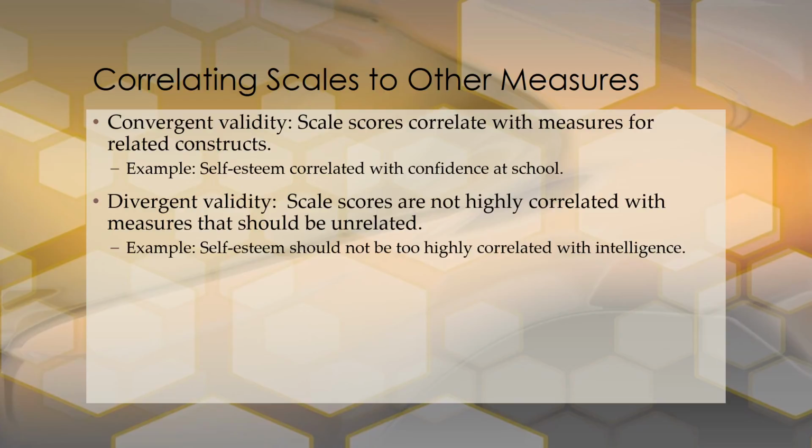Then you can have divergent validity, and that means that scale scores are not highly correlated with measures that should be unrelated. So for example, self-esteem should not be too highly correlated with intelligence. Now, yes, intelligence might affect your self-esteem. So if you're really smart, maybe you have higher self-esteem. But that's not the only thing that affects your self-esteem. So a lot of other things affect your self-esteem.